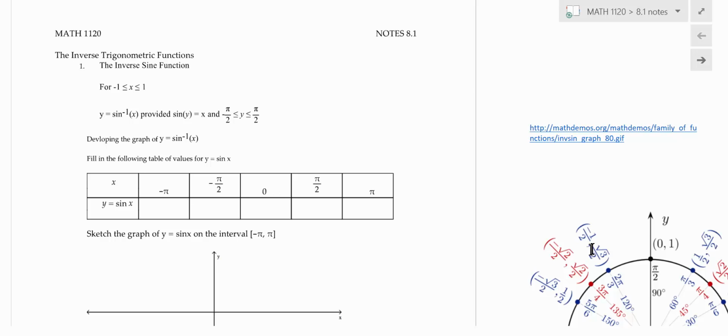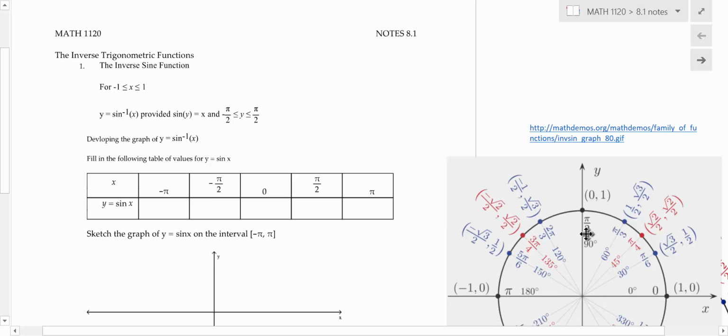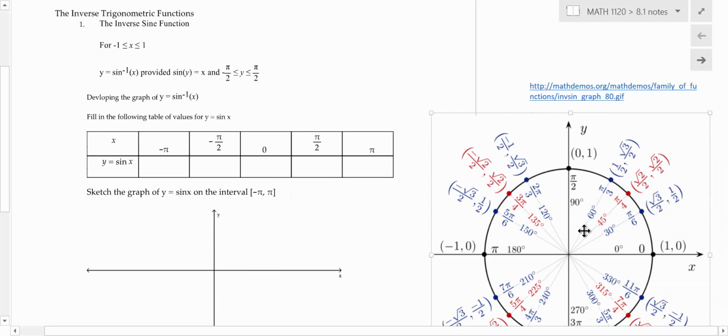Functions. What I tried to do on the inverse trig functions is to show you graphically how they are, first of all. So I'm going to work a little bit on that tonight and kind of develop this graphing idea.